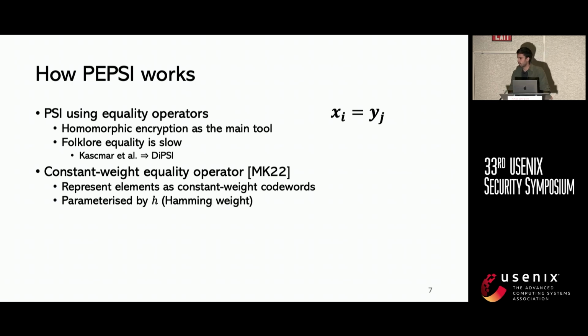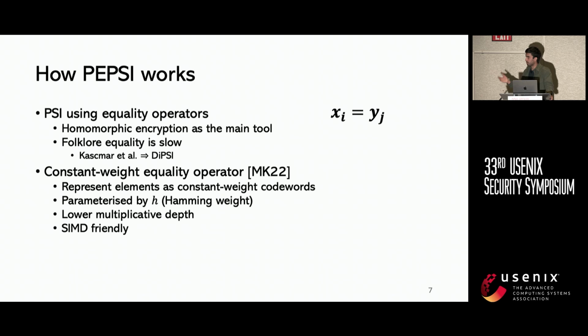And by representing all the elements in this specific format, you can then have a very low depth equality operator where the depth of the circuit only depends on the Hamming weight, the parameter h that you can choose, instead of the bit length of the numbers, which is the case for a folklore equality operator. And this way, you can reduce the parameters of the homomorphic encryption scheme that you're using, which in turn results in faster operations and smaller ciphertexts, etc.